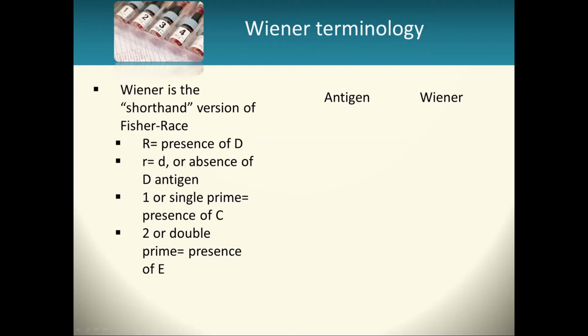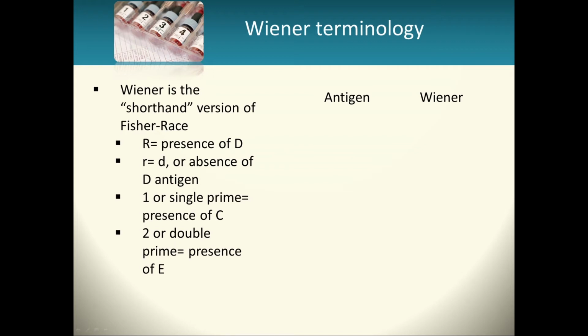The Fisher-Rhees nomenclature is effective, but it's a lot to take in, and it certainly is difficult to express verbally. There was a need to simplify the information presented so that the haplotypes and the genotypes could be more easily expressed. The Wiener terminology can be thought of as kind of a shorthand version of Fisher-Rhees. Okay, as we learn this nomenclature system, let's first go over some basics.